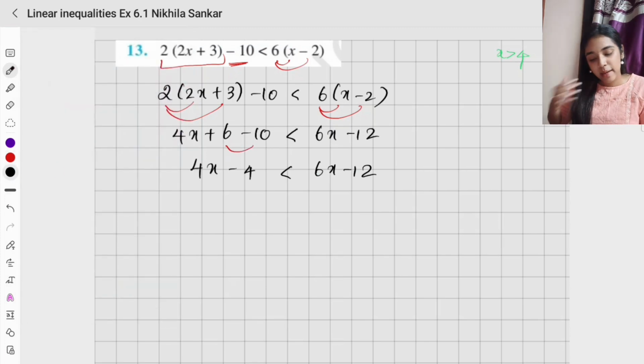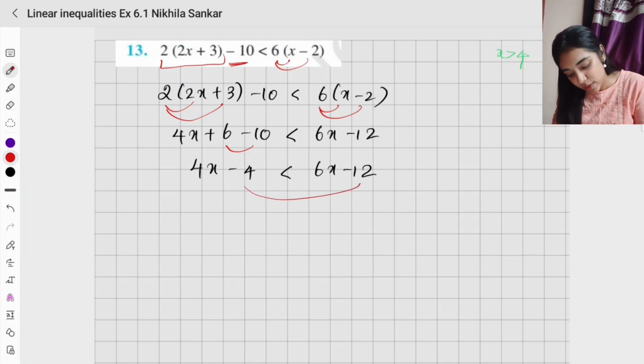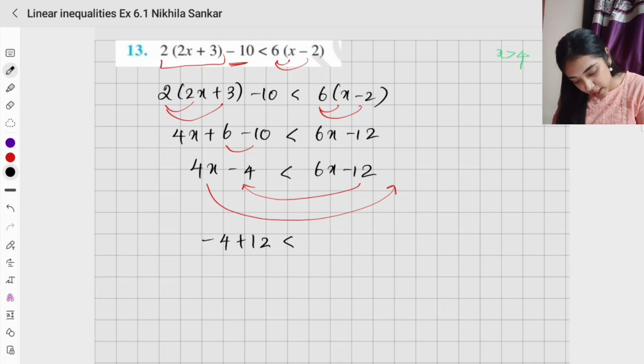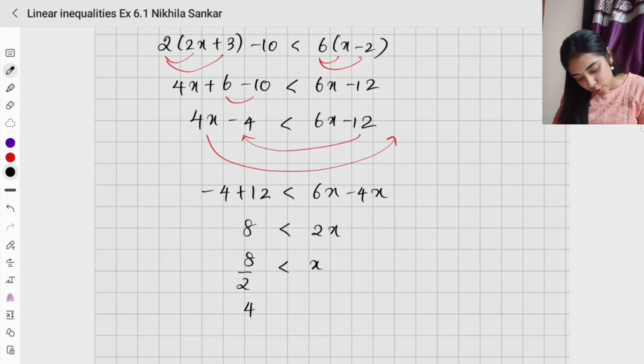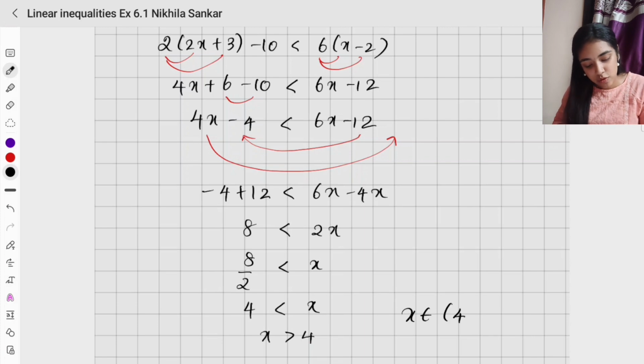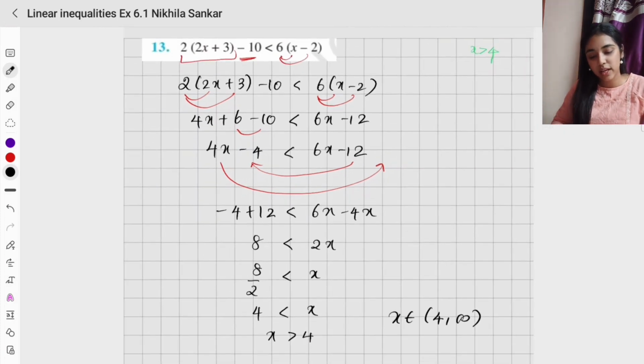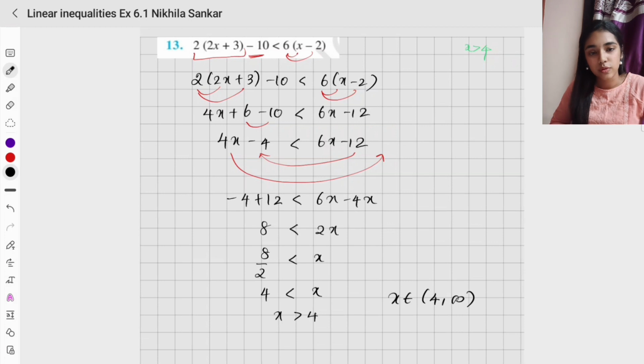So what is my next step? I'm going to bring minus 12 to the other side. Minus 12 is coming here. 4x is going to go to the other side. So what will I have? Minus 4 plus 12 less than 6x minus 4x. So minus 4 plus 12 is going to give me 8 less than 6x minus 4x is 2x. So I have 8 divided by 2 less than x. 4 less than x. So x is greater than 4. This is my final answer. So how do I write? X belongs to 4, comma, infinity. X greater than 4 means from 4 to infinity, and it does not include 4. Okay, please copy.